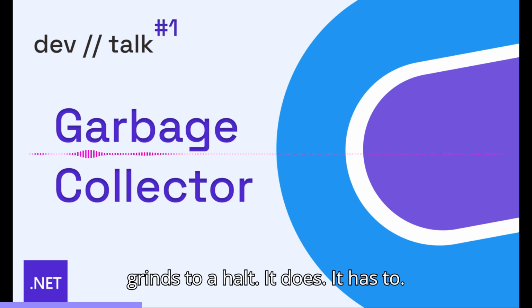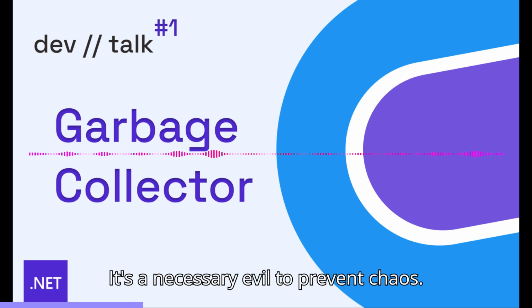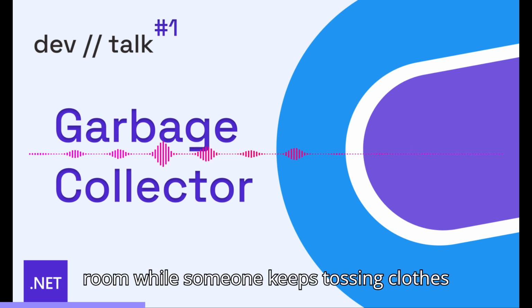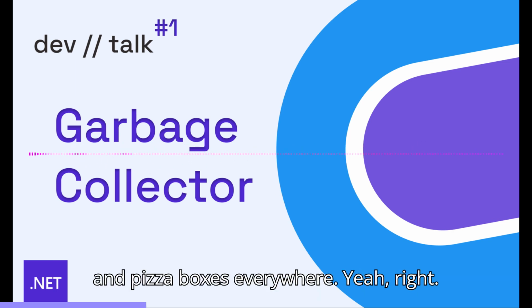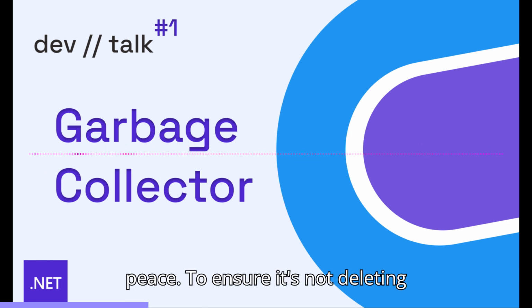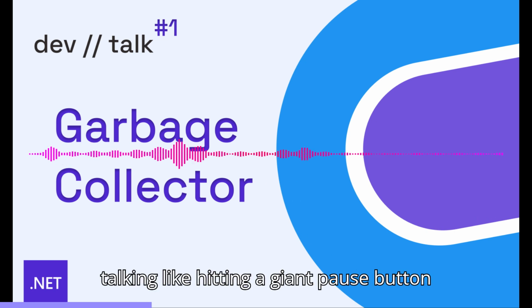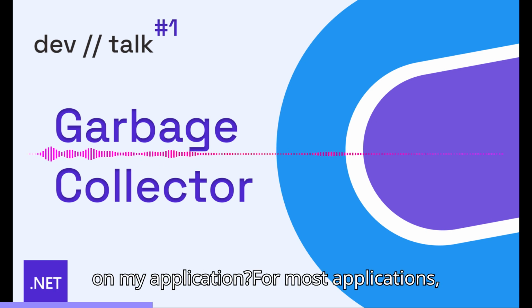It does. It has to. It's a necessary evil to prevent chaos. Imagine trying to clean a room while someone keeps tossing clothes and pizza boxes everywhere. The garbage collector needs a moment of peace to ensure it's not deleting objects that are still in use. So how noticeable are these pauses? Are we talking like hitting a giant pause button on my application?